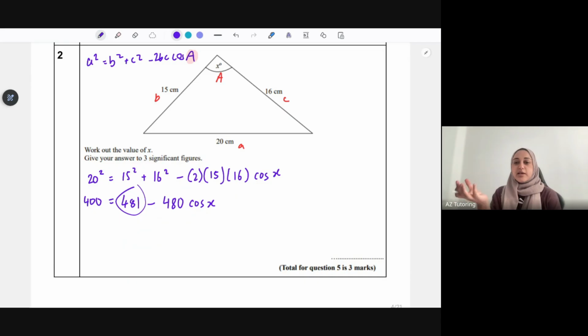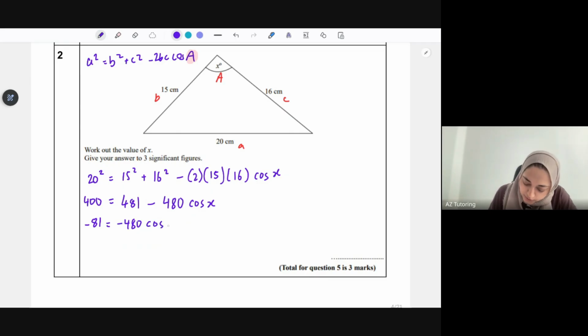So I need to get x by itself. X is here, so I need to somehow keep getting it by itself. So I'm going to bring 481 over to the other side. Since it's plus, we're going to minus, you do the opposite. 400 minus 481 is minus 81 equals minus 480 times cos x.